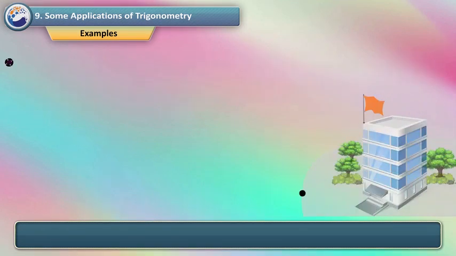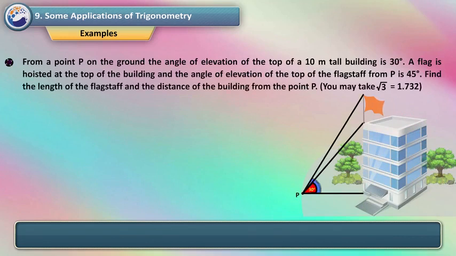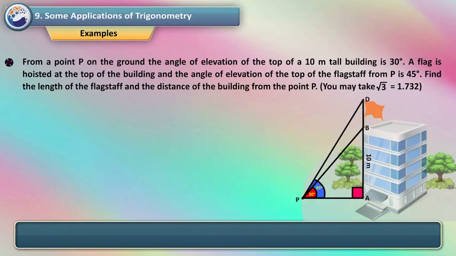Example 3. From a point P on the ground, the angle of elevation of the top of a 10 meters tall building is 30 degrees. A flag is hoisted at the top of the building and the angle of elevation of the top of the flagstaff from P is 45 degrees. Find the length of the flagstaff and the distance of the building from the point P. You may take root 3 equals 1.732.